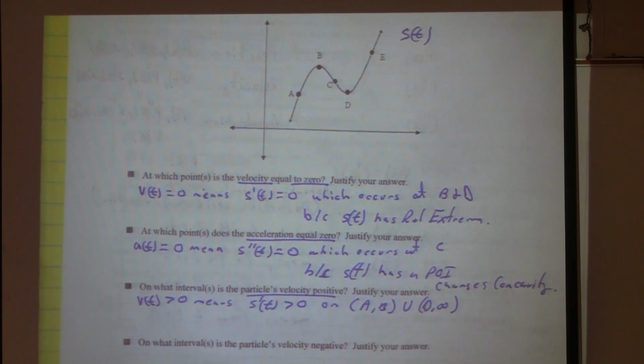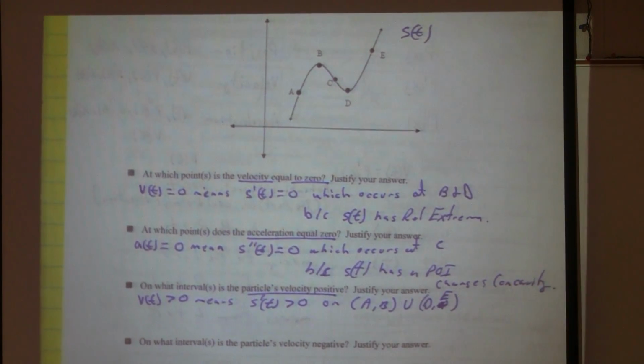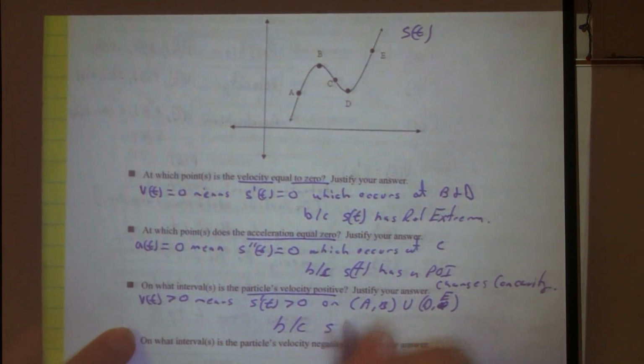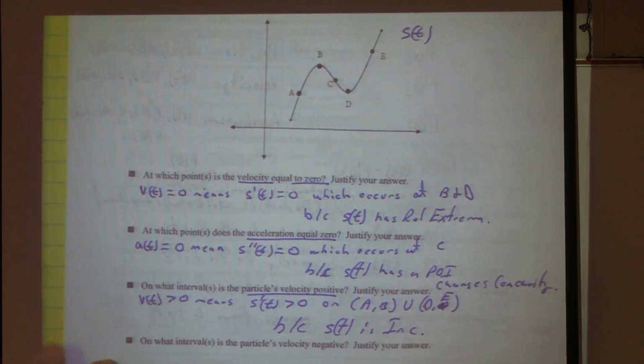Unless they say that it's on a closed interval. Right. Then you only want to go up to E, so only from D to E? Because what's my because statement? S of t is increasing. You have to justify using that function.